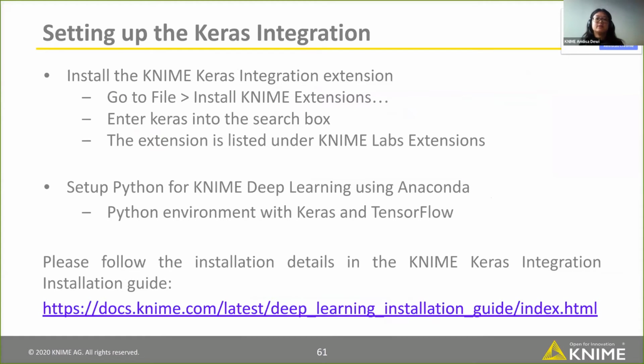To set up the Keras integration in KNIME, first you need to install the Keras integration extension. To do that is very simple. Just go to File and click Install KNIME Extensions, and then you can search for the extensions there via the search box and install it.